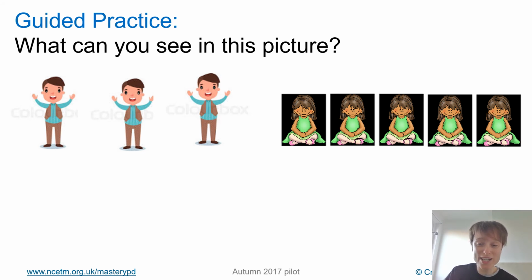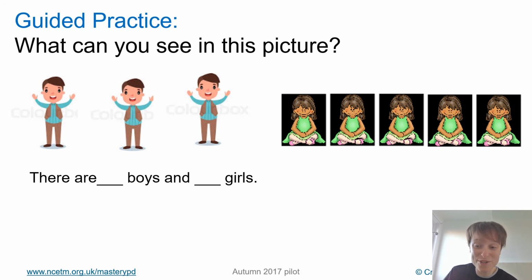So again, have a look at what you can see in this picture and pause the video and tell your adult. Okay, we can see some boys and some girls, can't we? So let's have a go at filling in this sentence. There are boys and girls. Pause the video, fill in the missing numbers and say the whole sentence to your adult. Let's see if you're right. Let's say it together. 3, 2, 1. There are 3 boys and 5 girls.